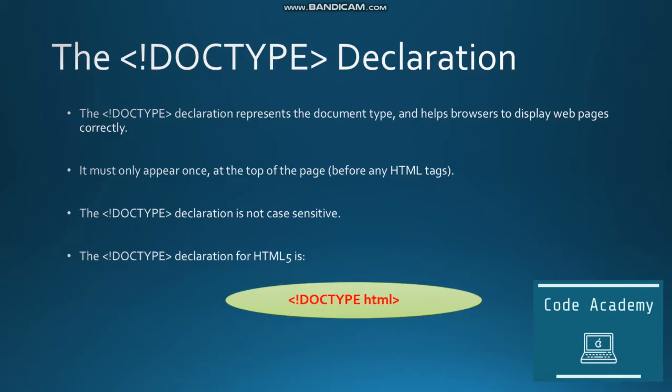So now the doctype declaration. The doctype declaration represents the document type and helps browsers to display web pages correctly. It must only appear once at the top of the page before any HTML text. The doctype declaration is not case sensitive. The doctype declaration for HTML5 is over here.